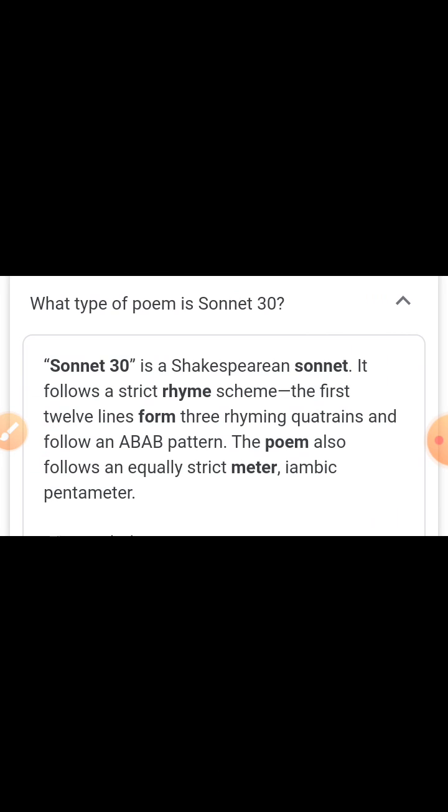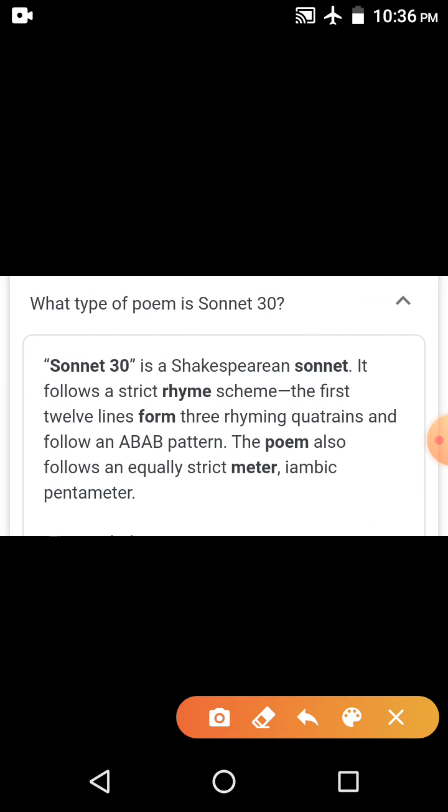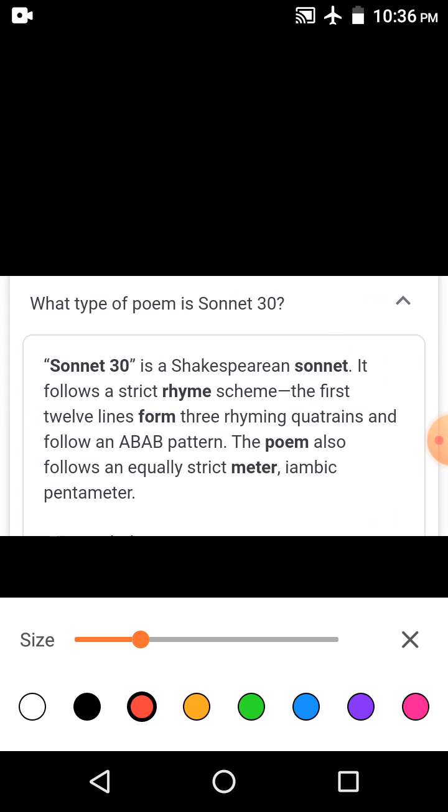What type of poem is sonnet 30? Sonnet 30 is a Shakespearean sonnet. It follows a strict rhyme scheme. The first 12 lines form three rhyming quatrains and follow the ABAB pattern. The poem also follows an equally strict meter, iambic pentameter. The poem is written in iambic pentameter.